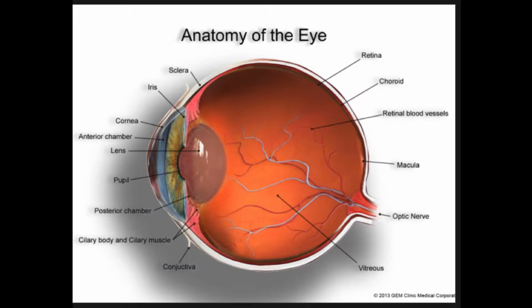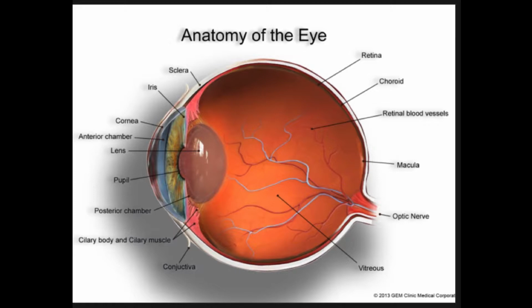Anatomy of the eye. So the eye can be divided into three layers. The first layer, the outermost layer, is the sclera and the conjunctiva. That forms a fibrous layer. If that is compromised, that can cause infection. And then the middle layer is the vascular layer that comprises the choroid, the ciliary body, and the iris. And then the innermost layer is the retina.